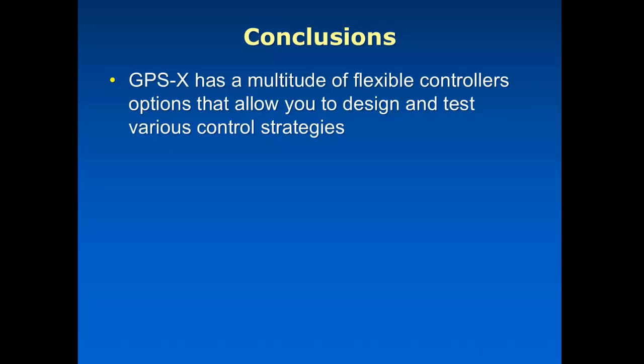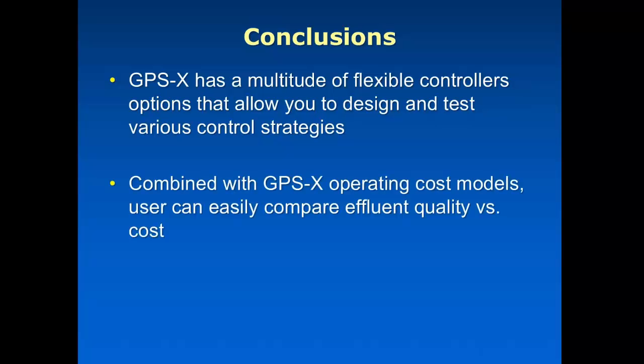So just a few conclusions here, as I've already run out of time, I see. GPS-X certainly has a multitude of flexible controllers of various kinds that allow you to design and test and try out different control strategies and learn from the model about what works and what doesn't. Now, if you combine that information as we have here with the operating cost models that are in GPS-X, you can really have that nice balance between effluent quality and cost. You can analyze the amount of energy that's being used, and you can analyze the quality of the effluent, and understand how much ammonia is coming out.